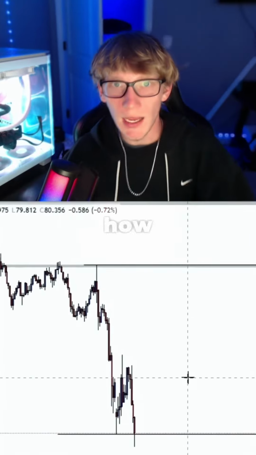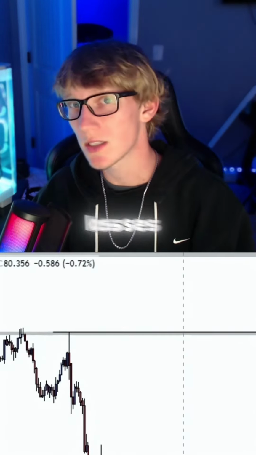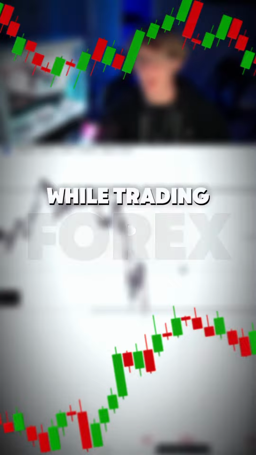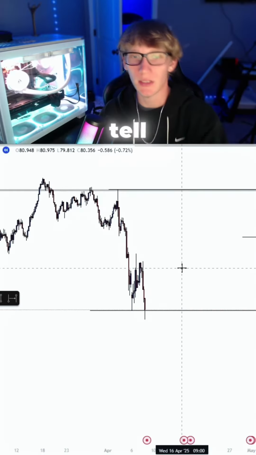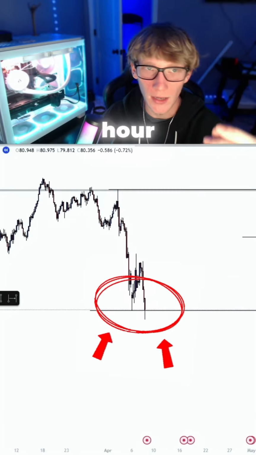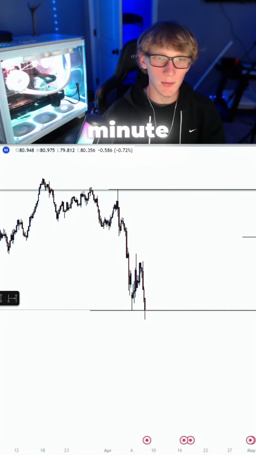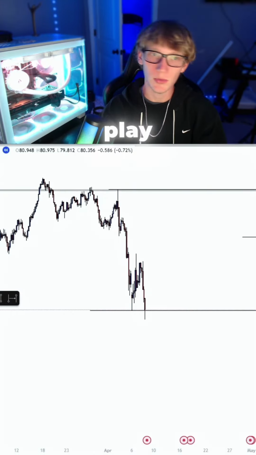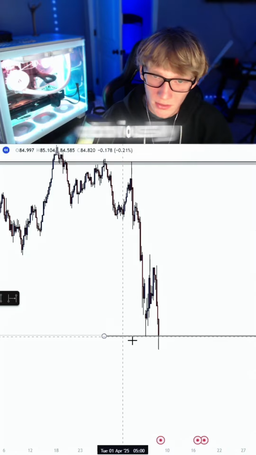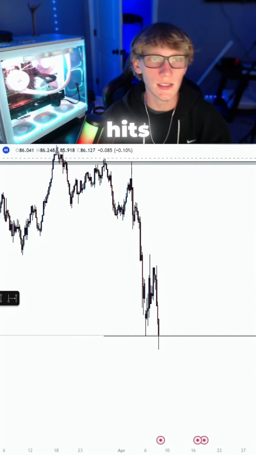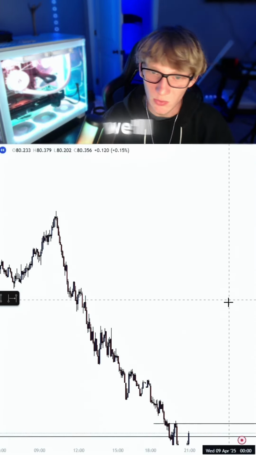This is exactly how I mark out my stop losses and my take profits while trading Forex in the stock market. So here you can tell we have a liquidity sweep on the 4 hour, which usually I'm looking for them on the 30-minute, but sometimes on the 4 hour they also play. So essentially what I do is, obviously after that liquidity sweep hits, we'll scale down to the 5-minute and we'll look for that break of structure.